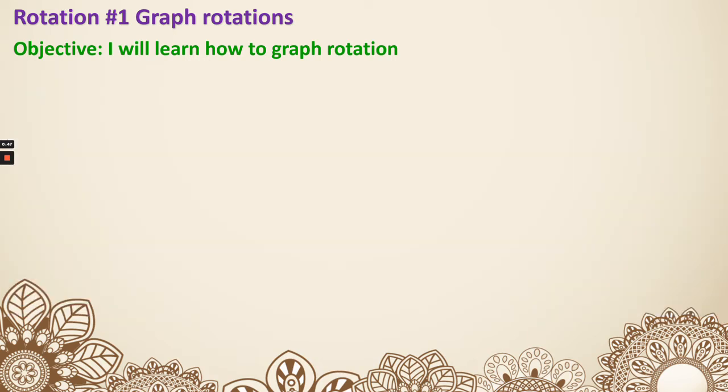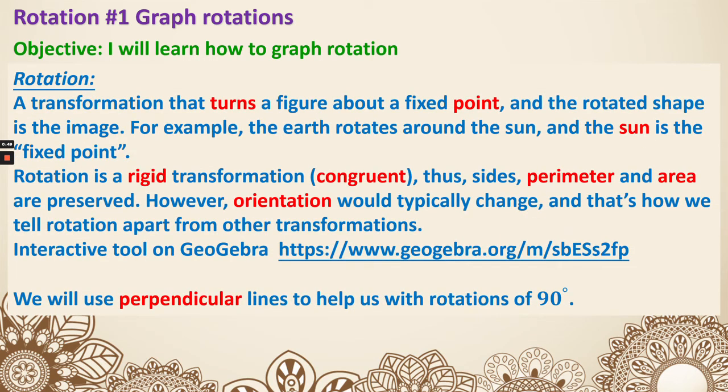Now let's talk about rotation. Rotation is a transformation that turns a figure about a fixed point. And the rotated shape is the image. For example, the Earth rotates around the Sun, and in that case, we would think of the Sun as the fixed point. This fixed point has a mathematical name. It is actually called center of rotation. But just because it's a fixed point, we are just going to use that to describe it.